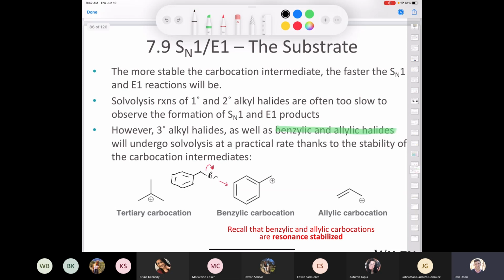The same rationale applies here. If I was to just tell you, okay, you've got this compound, can this undergo an SN2? Hell yeah, right? Absolutely it can. But it could also undergo solvolysis, which is an SN1, right? Why?